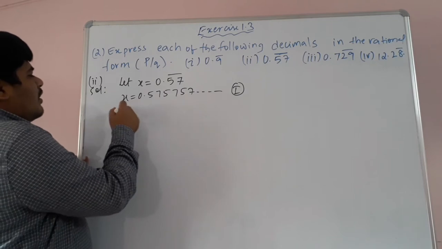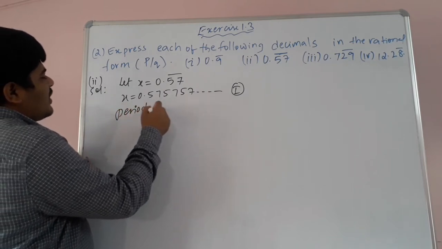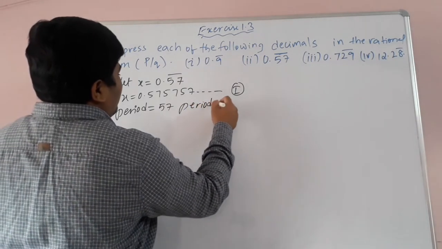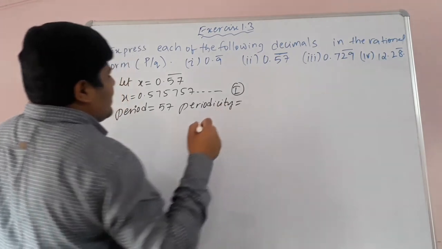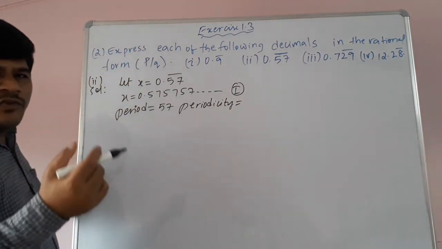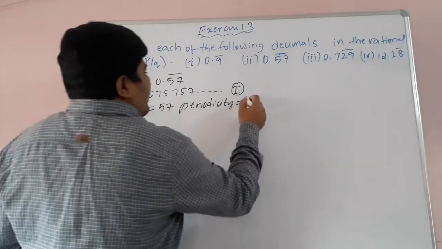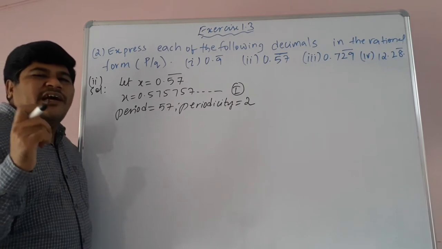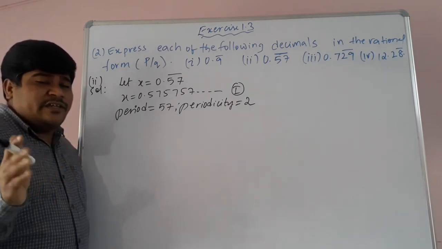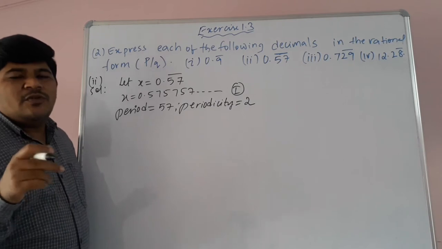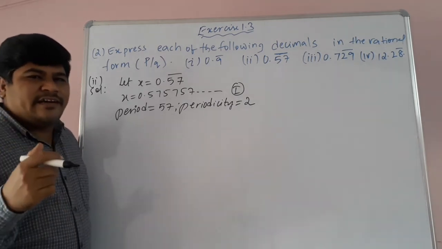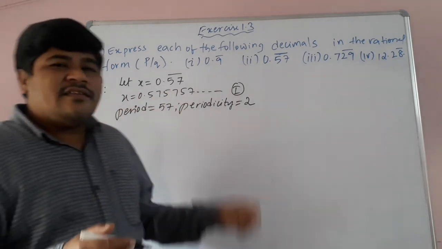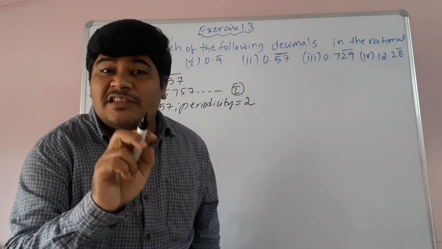Whatever digits are repeating come under the period, that is 57, and the number of digits repeating is called periodicity. How many digits are repeating after the decimal point? 57, 57, 57, and so on, right? Two digits are repeating, so periodicity is 2. As we discussed, if periodicity is 1, both sides of the first equation should be multiplied with 10. If periodicity is 2, both sides of the equation should be multiplied with 100. So here periodicity is 2, and that is the reason both sides of this equation should be multiplied with 100.